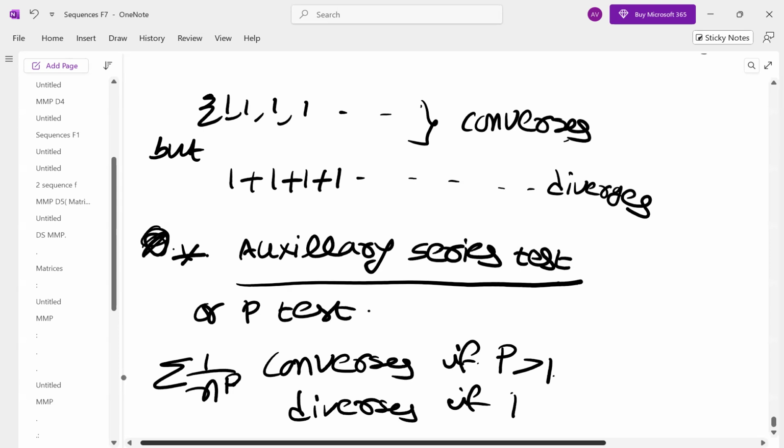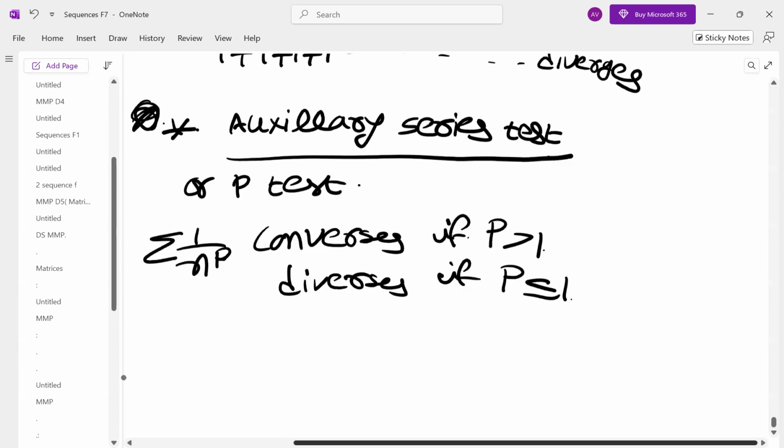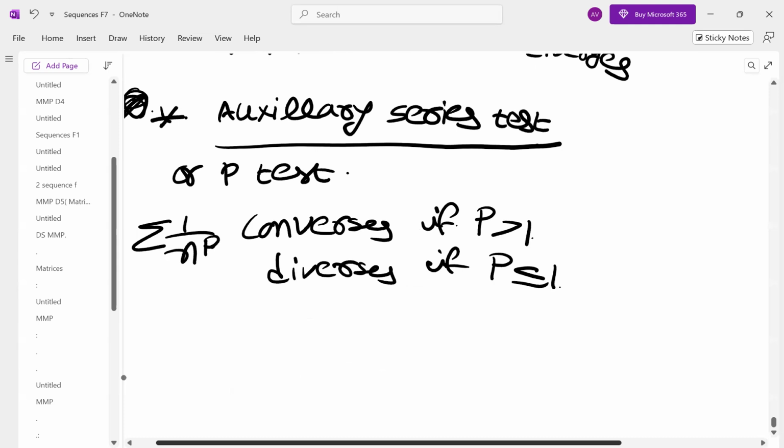You can go through the proofs. Wonderful proofs are available in any text. But our context is not that. We want to know when it is convergent. It is convergent if p is greater than 1. Divergent if p is less than 1.